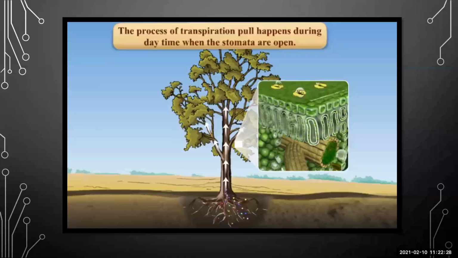So the process of transpiration pull happens during daytime when the stomata are open. So there is a release of water, or water vapors are formed. Sometimes you might have seen droplets of water on a leaf during the daytime. Why has this happened? Of course, by transpiration.